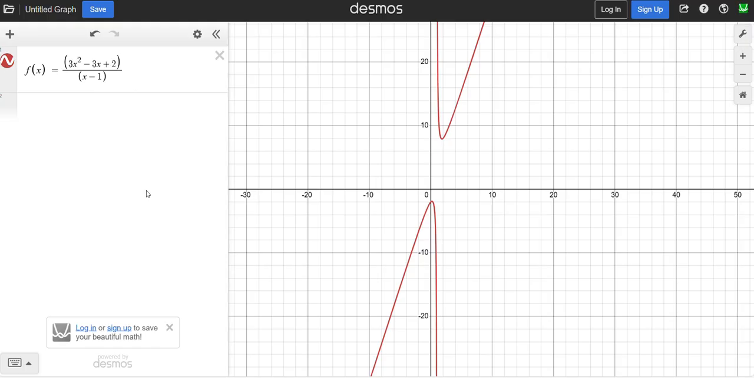Of course, it's very easy to graph this on decimals just by putting the function in. But what if we didn't have a graphing calculator available? How would we graph this function? Well, let's take a look.